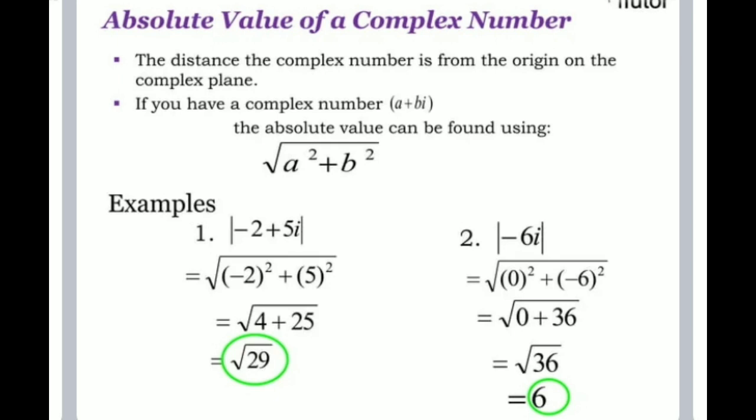Example: the absolute value of negative 2 plus 5i equals the square root of negative 2 squared plus 5 squared, which equals the square root of 4 plus 25. The answer is the square root of 29. Example number 2: the absolute value of negative 6i equals the square root of 0 squared plus negative 6 squared, which equals the square root of 0 plus 36, which equals the square root of 36. The answer is 6.